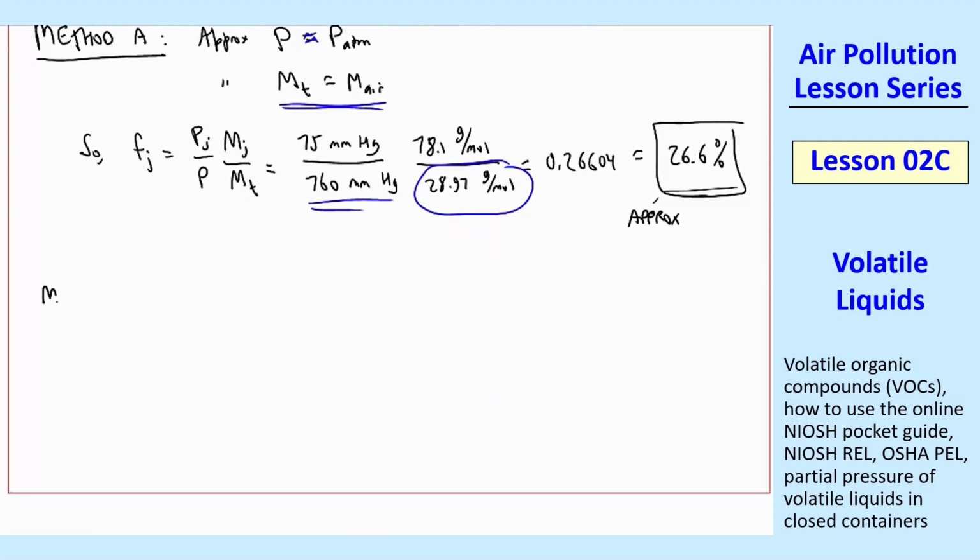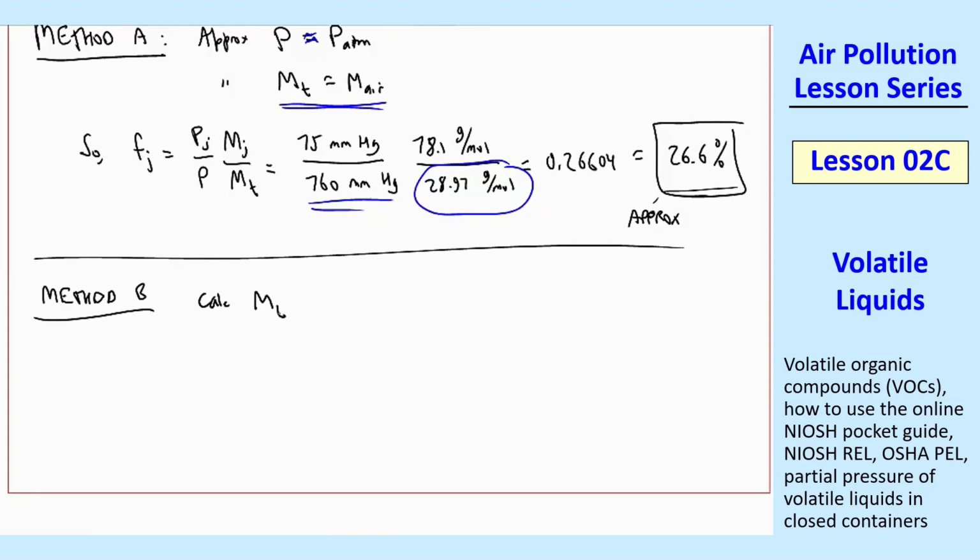So let's look at what I'll call method B. What we're going to do here is calculate Mt, the bulk molecular weight, but we'll still assume P atmosphere stays constant.